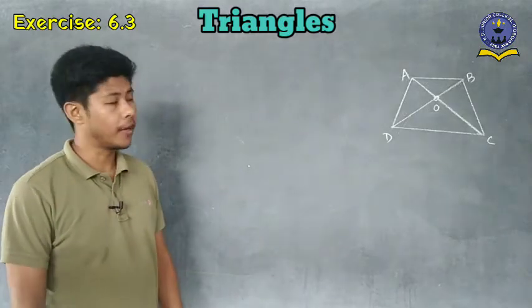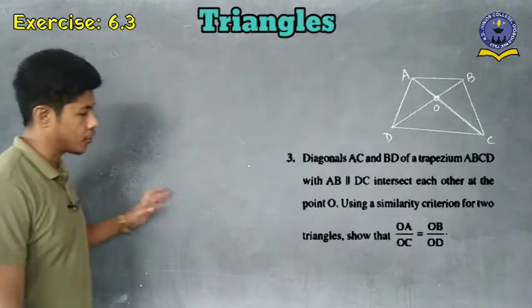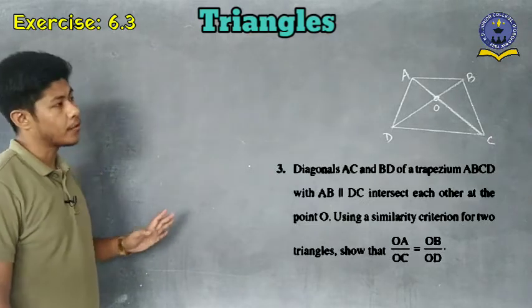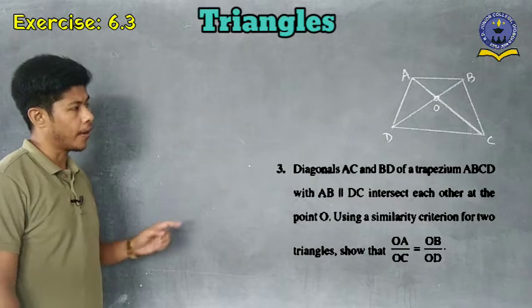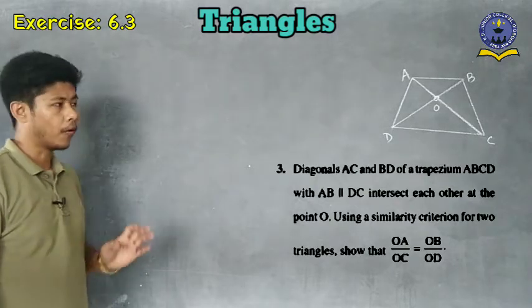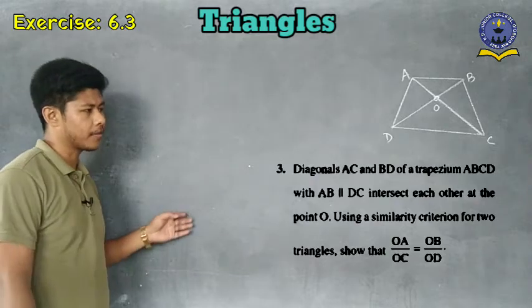After question number 2, if you see question number 3, it is given here, as well as the diagram. So what do we need to prove here? We need to prove OA by OC equal to OB by OD. Is it clear? For this, some conditions are given, some diagrams are given.